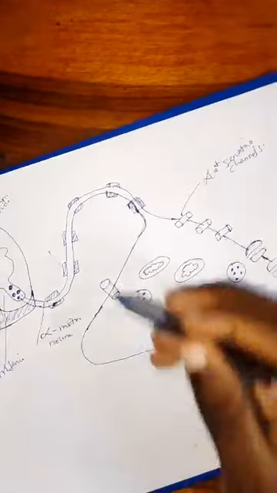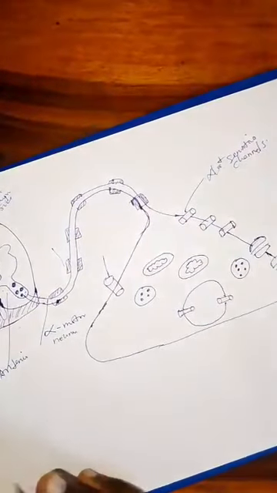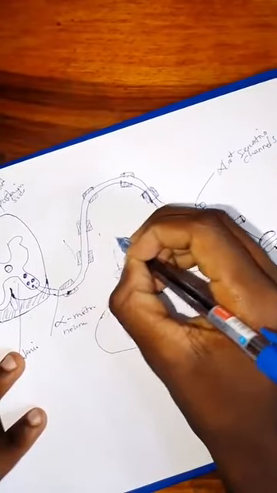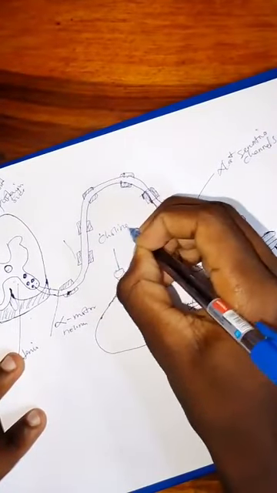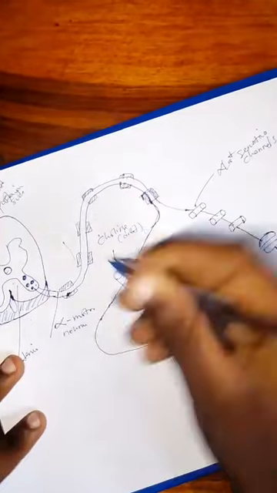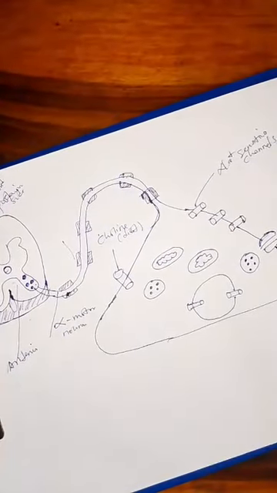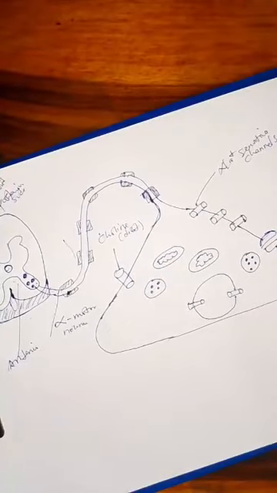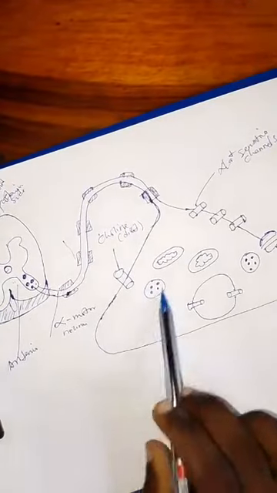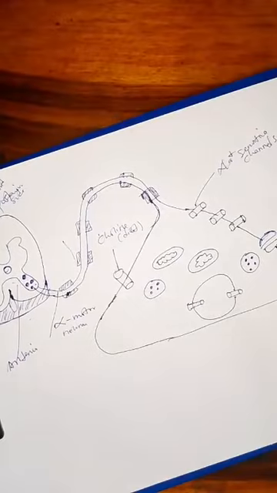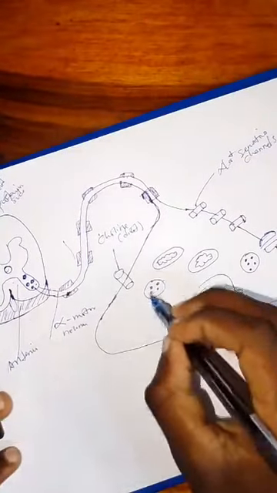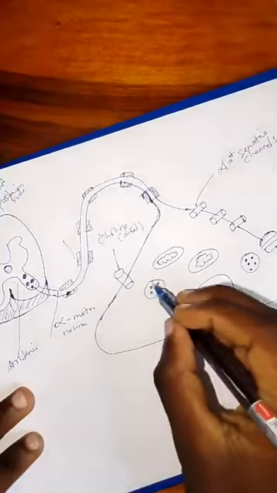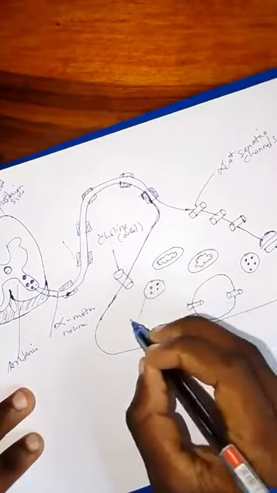This channel is the one which transports the choline from the diet to make what, the acetylcholine, okay. And this thing you are seeing with dots inside, it's not a ball actually. It's a synaptic vesicle which contains the neurotransmitter inside, and this neurotransmitter is called the acetylcholine.